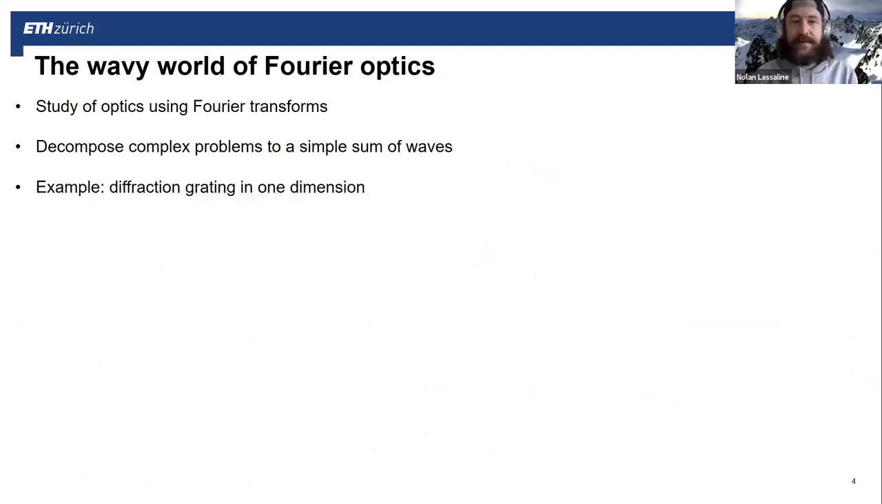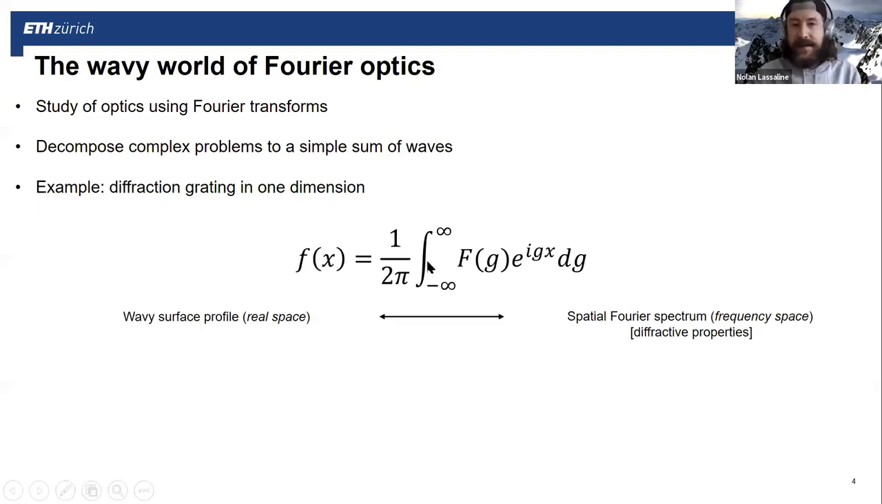So for example, if we revisit our diffraction grating that we had on the previous slide, and we write down the Fourier transform, or more precisely the inverse Fourier transform, what this equation tells us is that for any arbitrarily wavy surface profile, we can relate that to its so-called spatial Fourier spectrum. And this wavy surface profile exists in real space, and the spatial Fourier spectrum exists in frequency space. And it's actually here in frequency space that we can understand and furthermore specifically design the diffractive properties of our surface to do what we want.